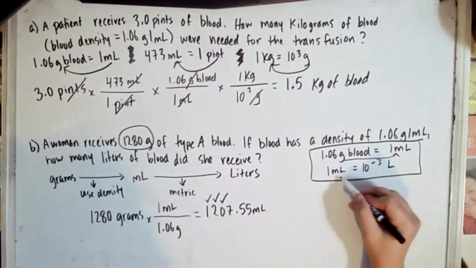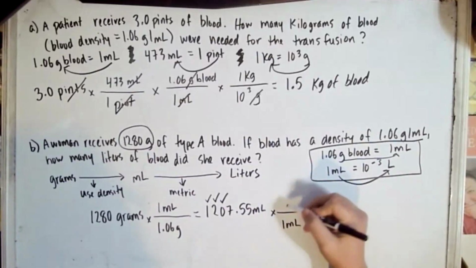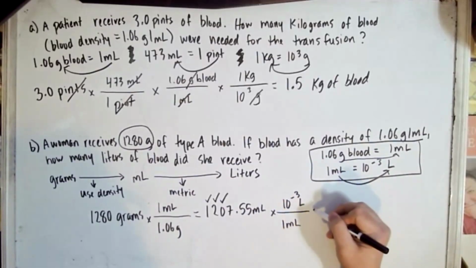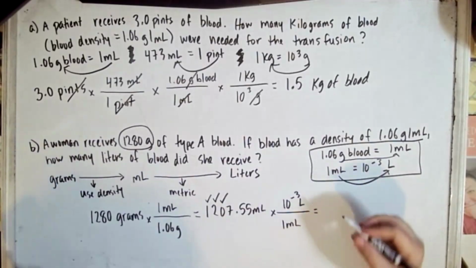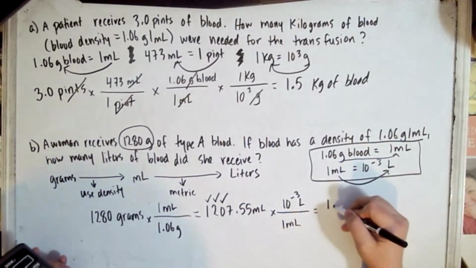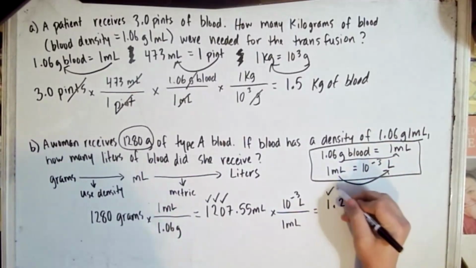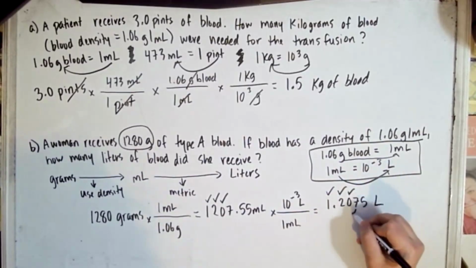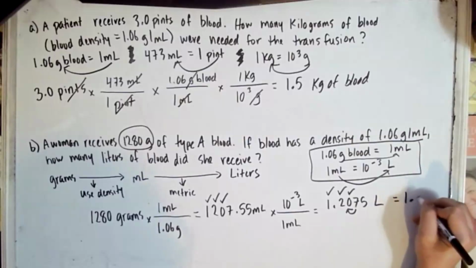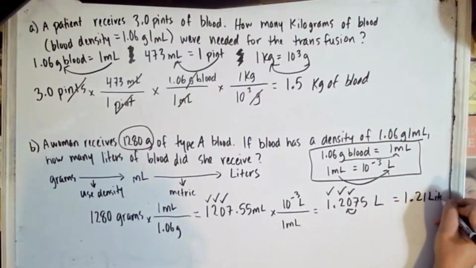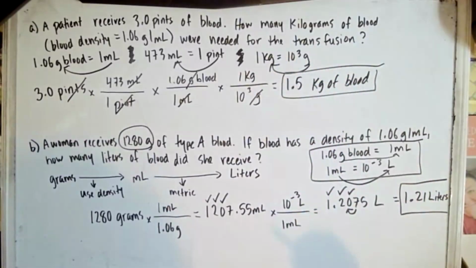And now I'm going to convert it from milliliters into liters. So every 1 milliliter has 10 to the negative 3 liters. And we end up with 1.2075 liters. We want to keep 3 significant figures. So that 7 is going to round the 0 up to a 1. We end up with 1.21 liters. Okay. And that's the last example from chapter 2.